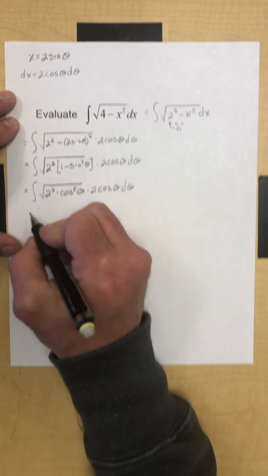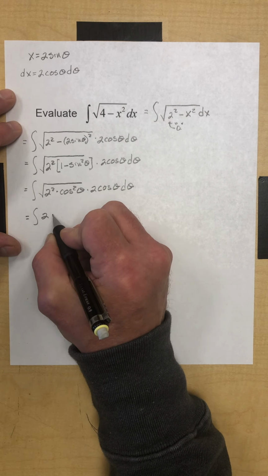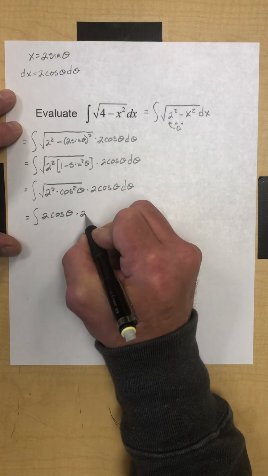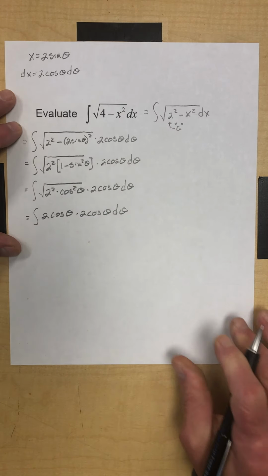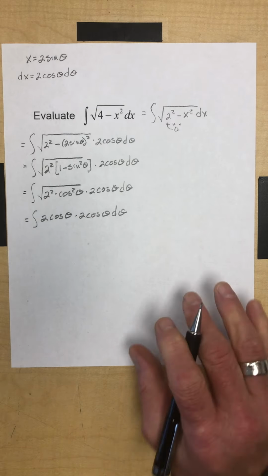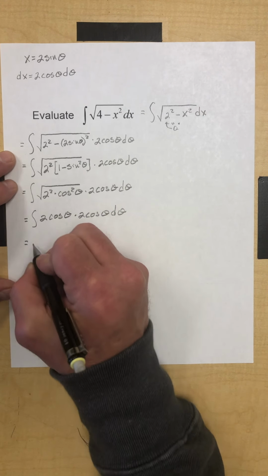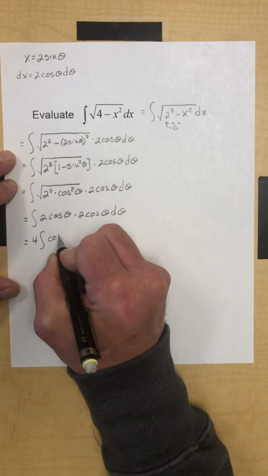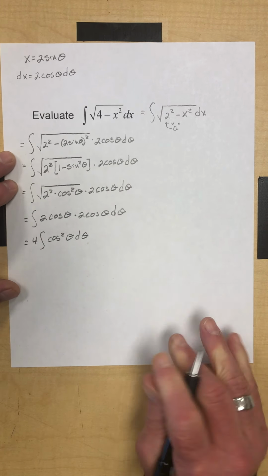So taking the square root here, I get the integral of 2 cosine theta times 2 cosine theta d theta. Notice I have a constant multiplier, 2 times 2, so that's just 4. I'm just going to put that out front. So we had 4 times the integral of cosine squared of theta d theta.